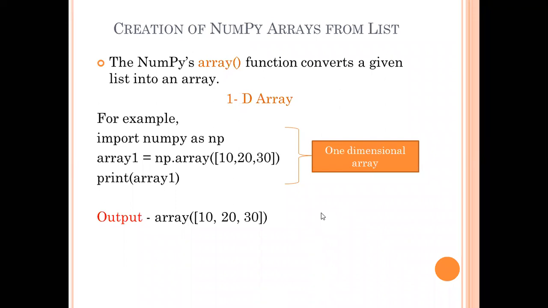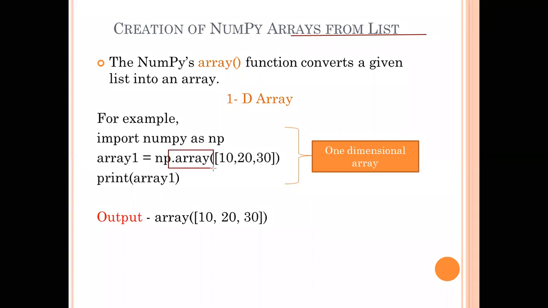Now, how to create an array? There are different methods to create the Numpy array. The first method is with the help of a list. It means we convert the list to a Numpy array with the help of the function method that is called array. This is used to create Numpy array.